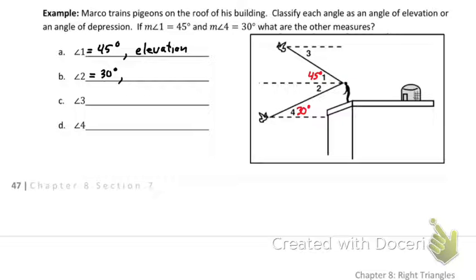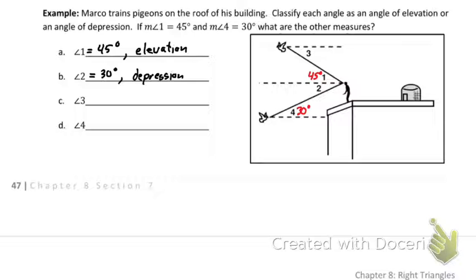Would that be an elevation or a depression? Ella? That would be a depression. That is looking straight to looking down at an object. Make sure you're looking down at an object.